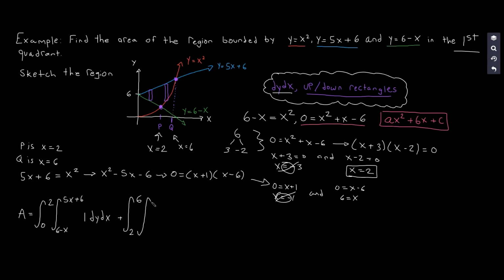And as for the second one, remember, we're looking from the right of the point P. At the lower limit of integration, it's x squared. It's the red line. The lower limit is x squared, and the upper limit is 5x plus 6. Integral of 1 dy dx. And so that's the setup for the integral.